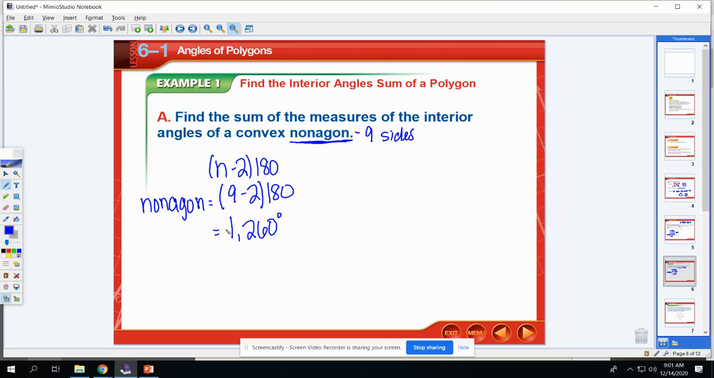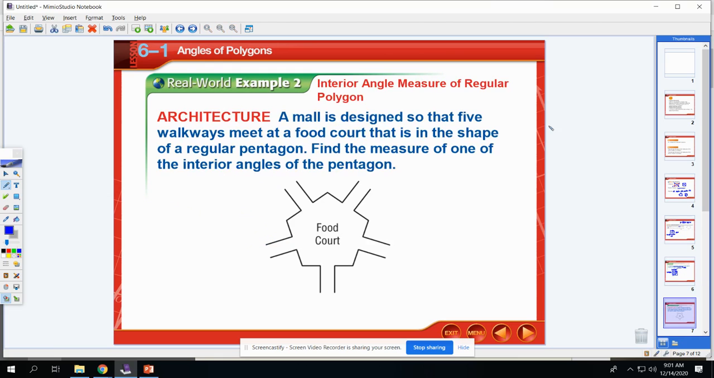1,260. So we're going to say here that a nonagon has 1,260 degrees, which would be the sum of the measures. Okay, so that is the total amount of degrees that are in this polygon. So anytime that we're asking for the sum of the measures, we will use this right here, n minus 2 times 180. Next question.